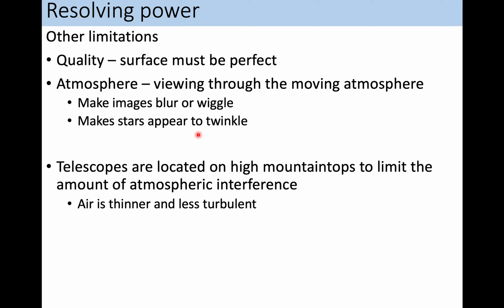Our atmosphere is always moving. So it's going to make your object blurry or wiggle or twinkle. So if you've ever heard twinkle, twinkle, little stars, the reason that our stars twinkle is because we're viewing them through our moving atmosphere. It makes all the objects in space appear that they are twinkling, wiggling a little bit, or getting a little blurry, and then a little less blurry, and then a little blurry. So you want to avoid this aspect whenever possible when you're trying to make the most precise observations of objects in space.